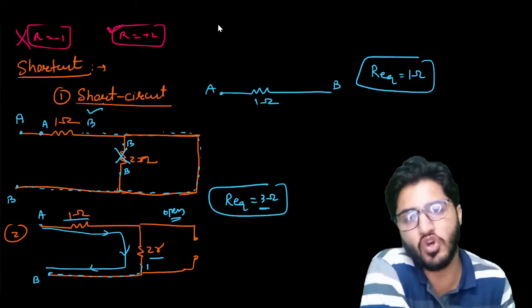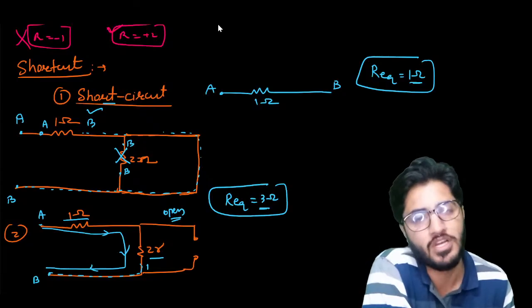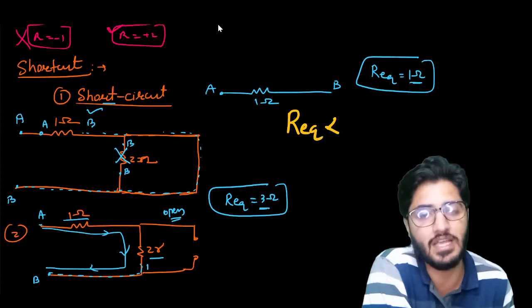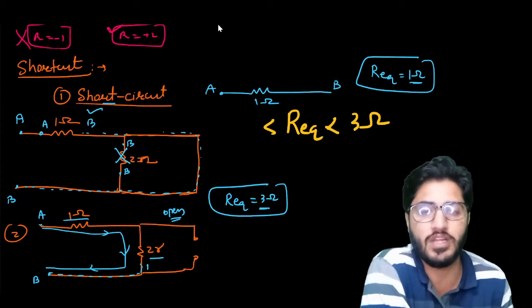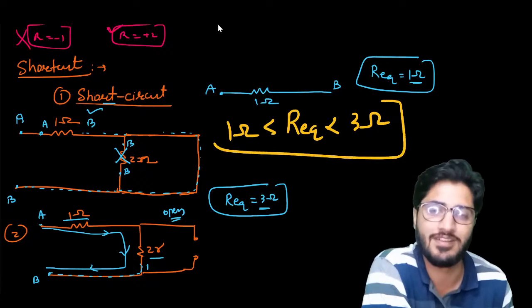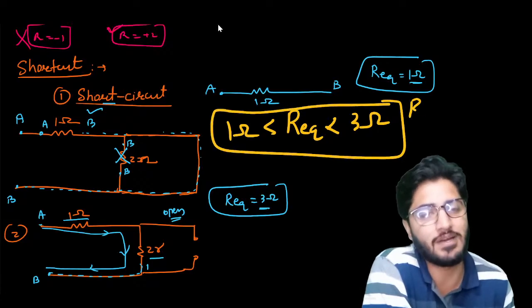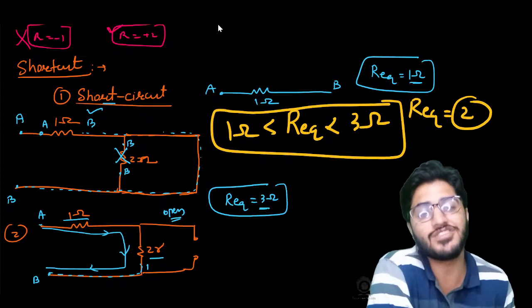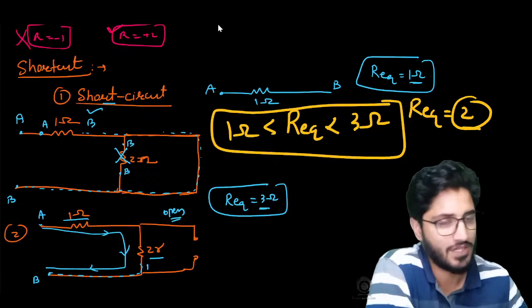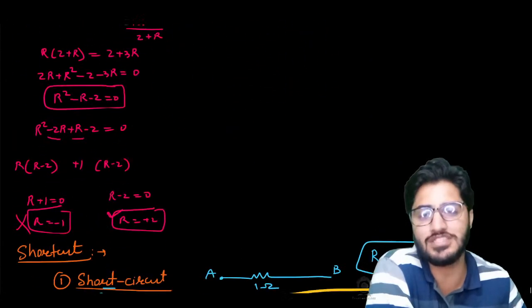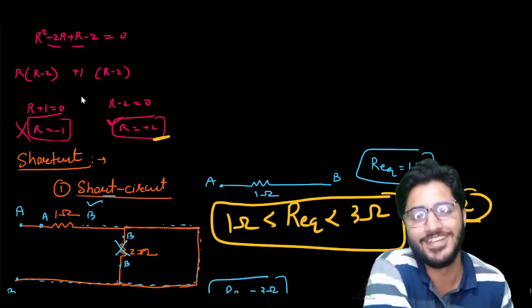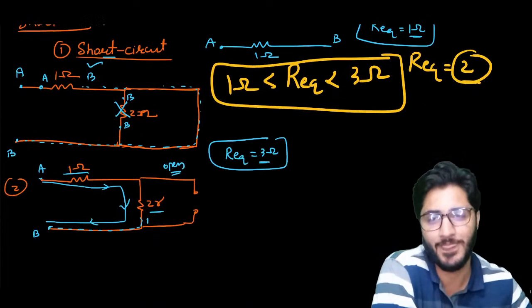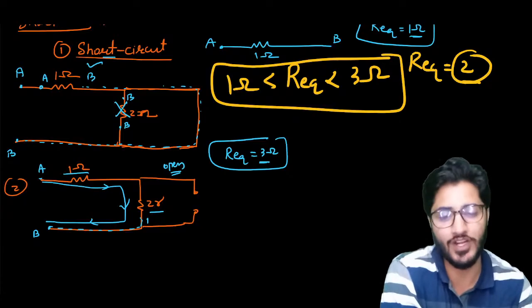If we are doing short circuit, my R is 1 ohm. So the original R will be less than 3 ohm but more than 1 ohm. I guess only one number lies between 3 and 1, it is 2 ohm. So in the shortcut way, we got R as 2 ohm. By doing this much calculation, still I got 2 ohm, right? It is a shortcut way.